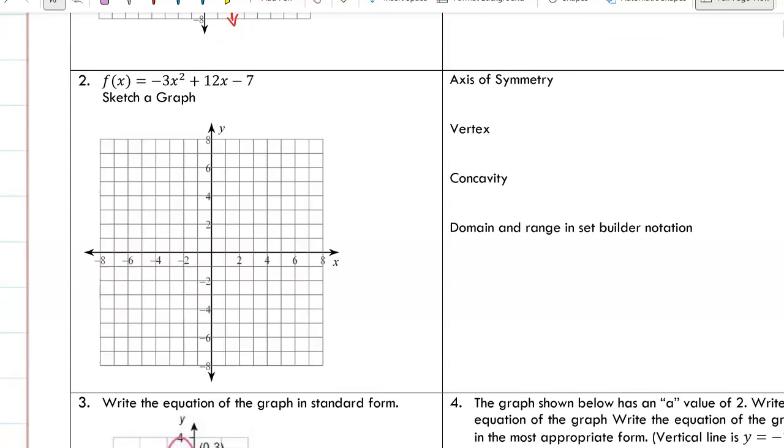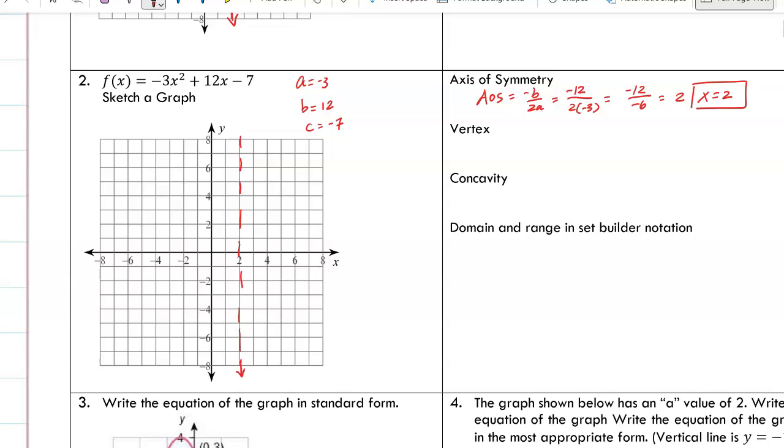Next, once again in standard form, so the axis of symmetry is going to be negative b over 2a. So a equals negative 3, b equals 12, c equals negative 7. So negative 12 over 2 times negative 3, which gives me negative 12 over negative 6, which gives me a 2. So x equals 2 is my axis of symmetry. Now, based on that negative, it's going to be concave down.